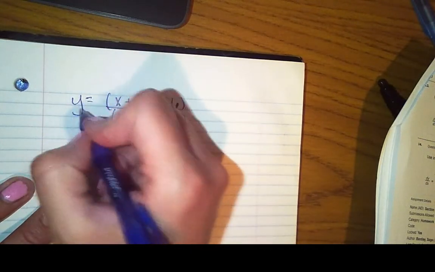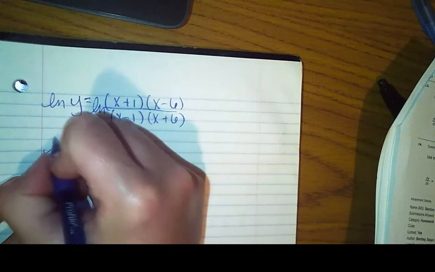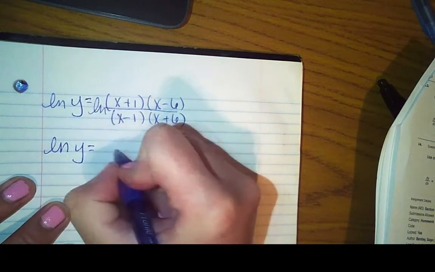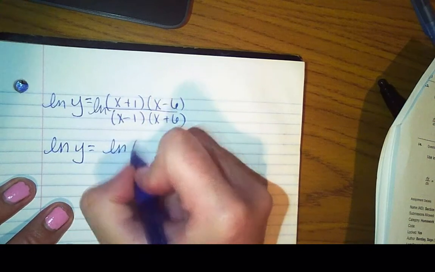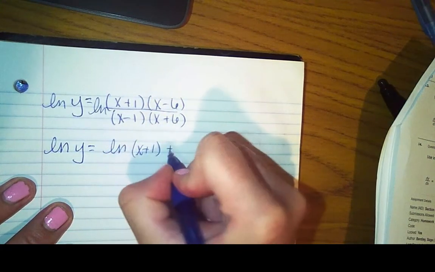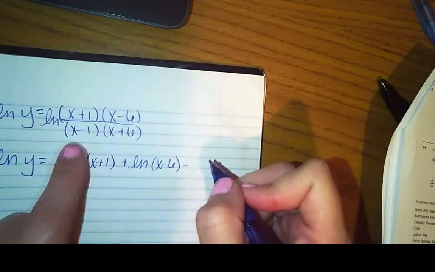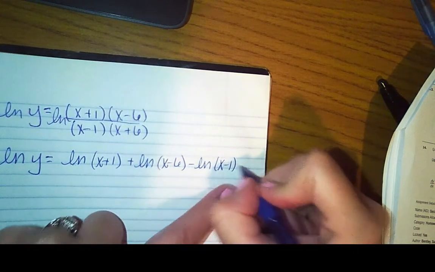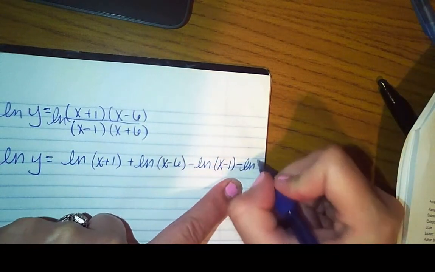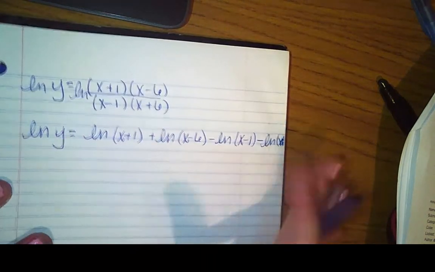So take a log of both sides. So I've got the natural log of y equals, and now I'm going to go ahead and separate all this mess out. So I've got the natural log of x plus 1 plus the natural log of x minus 6 minus, because I dropped to the bottom, natural log of x minus 1 minus the natural log of x plus 6. Sorry, I ran out of room. All right, so take a derivative.